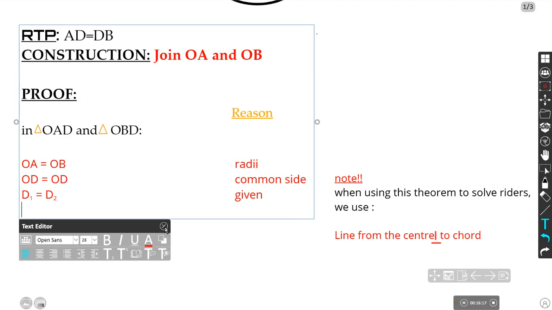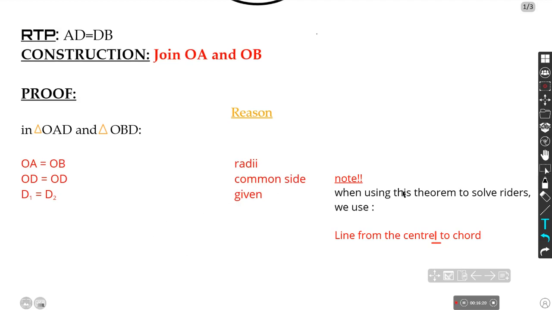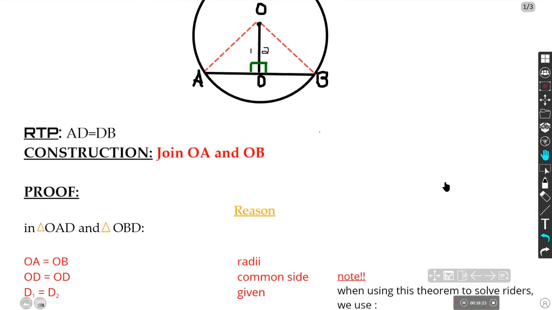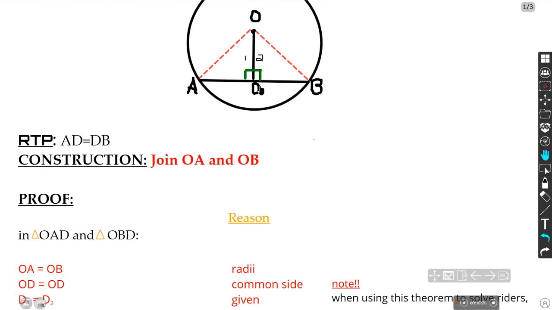And then can you see, good, now we have proven the common side. We have proven that OD is this common side. We have proven that OA is equal to OB, the reason being radii. And then we can see that angle D1 is equal to angle D2. So here in this case, we are checking what is similar in triangle ADO and in triangle BDO, right? So in theorem 1, when you're proving, we're looking at what things are similar, right? Because we are required to prove AD is equal to DB.